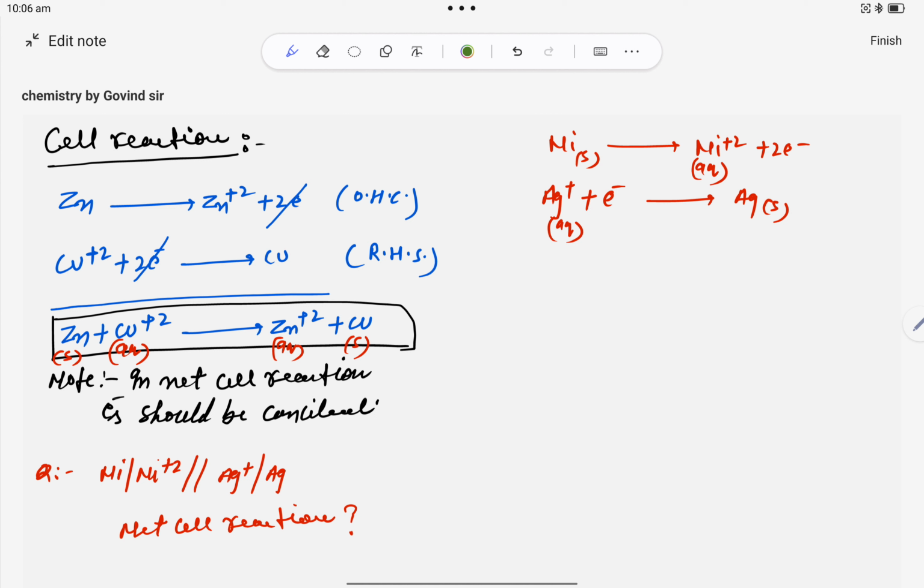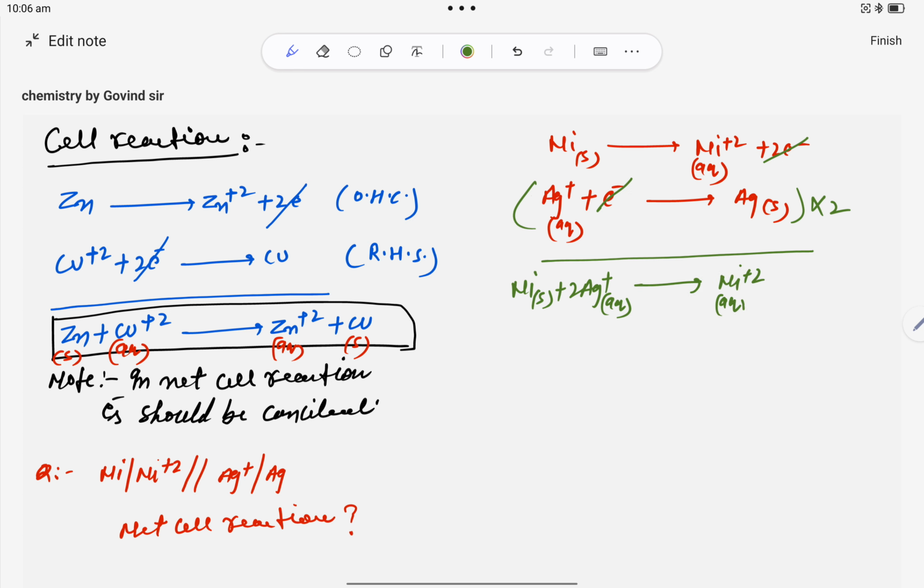What I said, electrons should be cancelled, so here 1 electron, here 2 electrons, so this equation is multiplied by 2. Now electrons cancel, so it will be nickel solid plus 2Ag plus aqueous, gives nickel plus 2 aqueous plus 2Ag solid. That is your net cell reaction. I hope it is clear. So you have to cancel electrons anyhow. That is the representation of this cell.